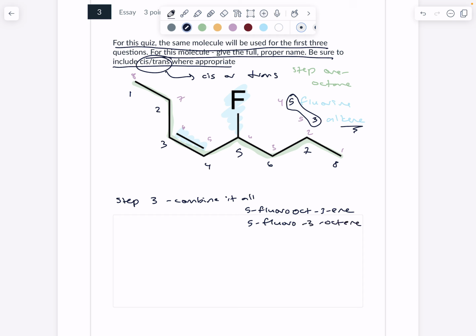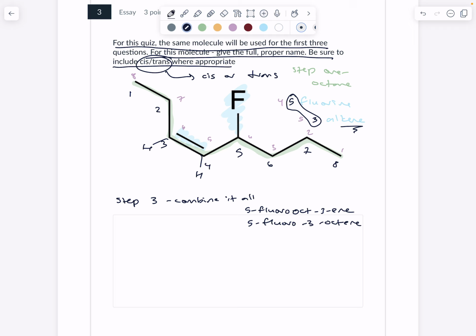The locant can either be right before the ene or right before the whole oct. Either one of those is fine. For me personally, I think it's least confusing if the locant is right before whatever the thing is, so I always put it right there. But we need to determine if this is cis or trans before we're done.